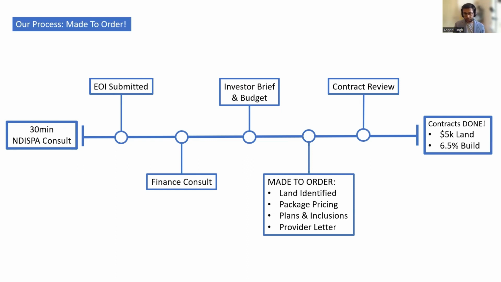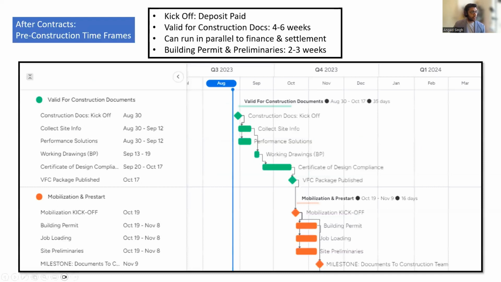And if you're happy with that, then we move on to a building contract and a land contract. And of course, once that's done, it's the usual 5K for the land and 6.5% for the build. And off we go. Let's talk about the building timeframes, because this is something that comes up a lot.